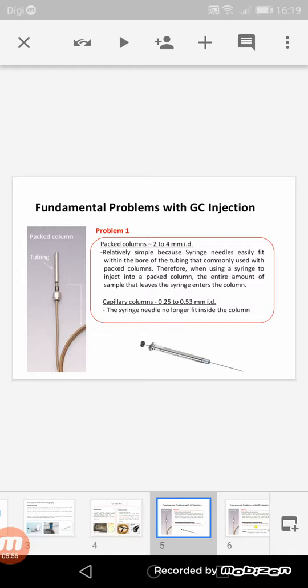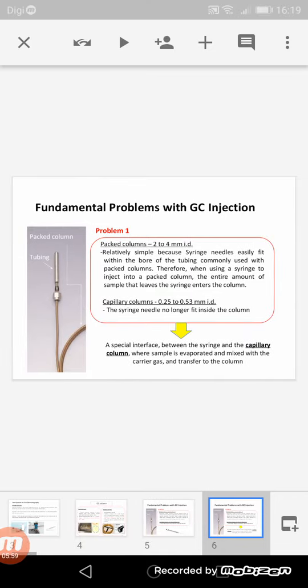So there is a special interface between the syringe and the capillary column, where the sample is evaporated and mixed with the carrier gas and transferred to the column. This is the tubing, and this is the packed column.